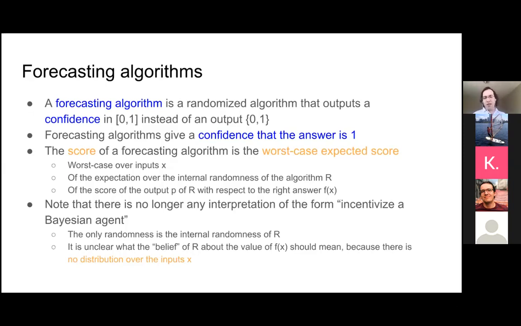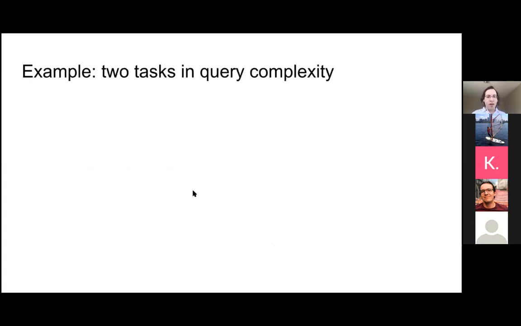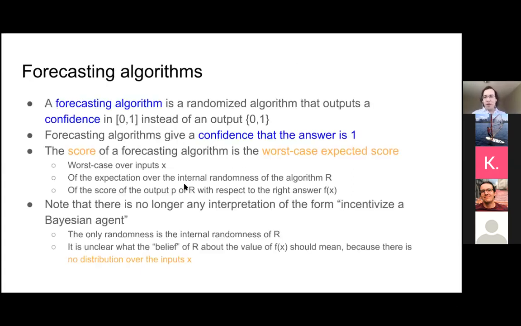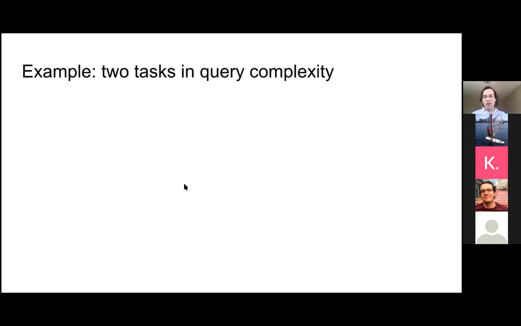But still, the setup is well defined. We can still evaluate a randomized algorithm using scoring rules in this manner and just see what happens. And here's why you might want to do this. Here's a motivating example for how this could possibly behave differently from a regular randomized algorithm.